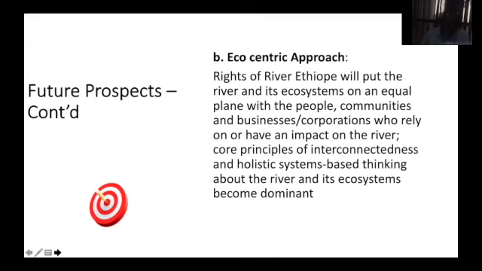Ecocentric approach. Right of Rivertube: we put the river and its ecosystem on an equal plane with the people, communities, businesses and corporations who rely on or have an impact on the river. The core principle of interconnectedness and holistic system-based thinking about the river and ecosystem become dominant.